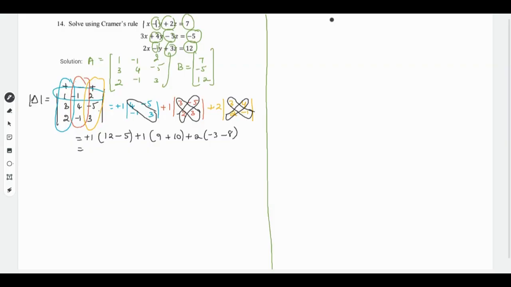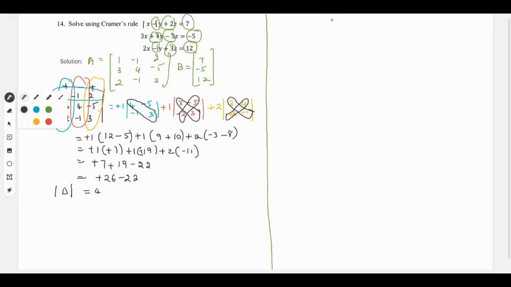So here it is plus 1, it will be plus 7, plus 1, 9 plus is 19, plus 19, then it will be plus 2, 8 plus 3 is minus 11. So we get plus 7 plus 19, 19 minus 22. So we get 19 plus 7 is 26, 26 minus 22 will be nothing but 4. So determinant of A is 4.